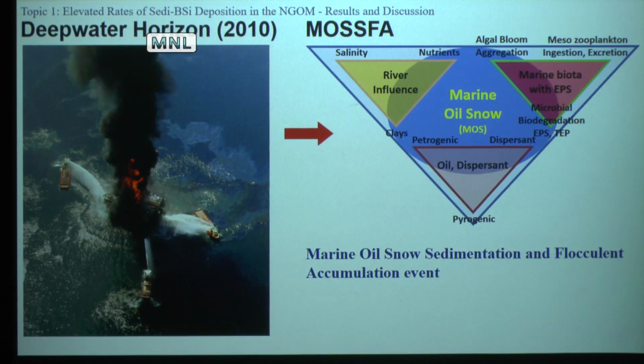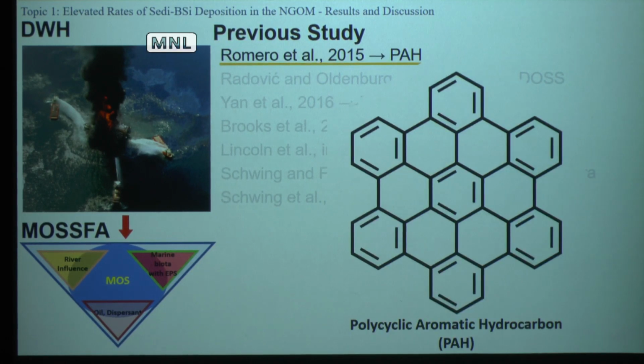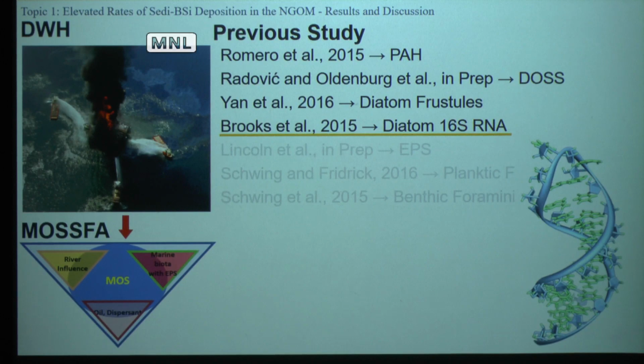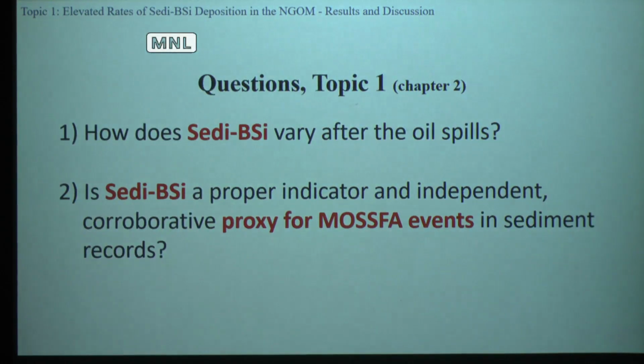So as I said, the Deepwater Horizon oil spill triggered the MOSPA event, and the Deepwater Horizon oil spill and MOSPA event were observed by previous studies with various proxies. For example, PAH, which is polycyclic aromatic hydrocarbon and a toxic component of petroleum, and DOSS, which is a component of dispersant, and diatom frustules caught by the sediment trap in the water column, and diatom 16S rRNA, EPS, and planktic and benthic foraminifera. All of these studies show altered values during the Deepwater Horizon oil spill in association with the MOSPA event. So this is the main question of topic 1.